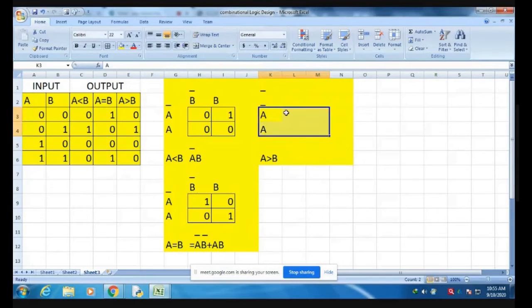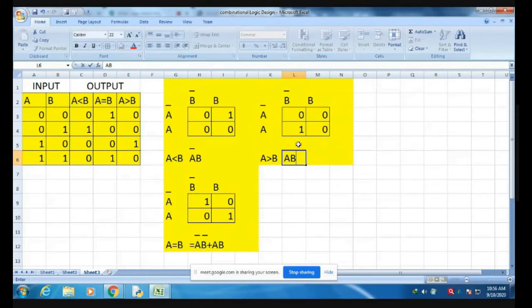Okay. And here is consider B and B bar. Tell me the equation for A is greater than B. It is 0. This is 1. A is greater than B. This is 0. This is 0. This is 1. And this is 0. Equation. Tell me the equation. A B bar. Yes, A B bar.